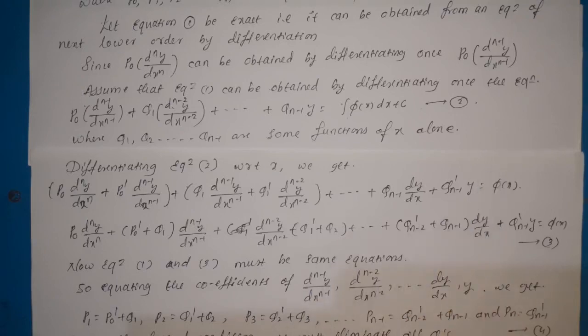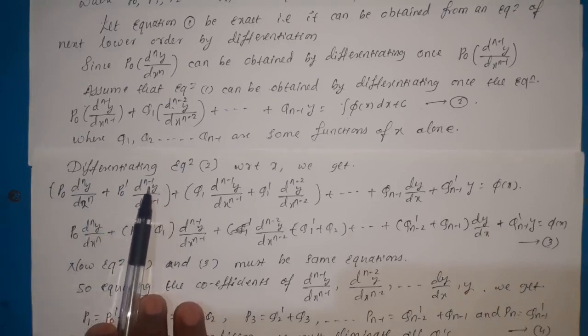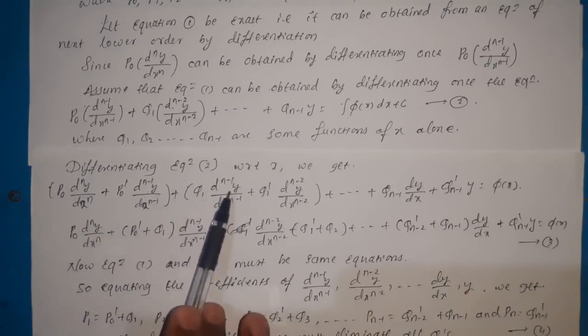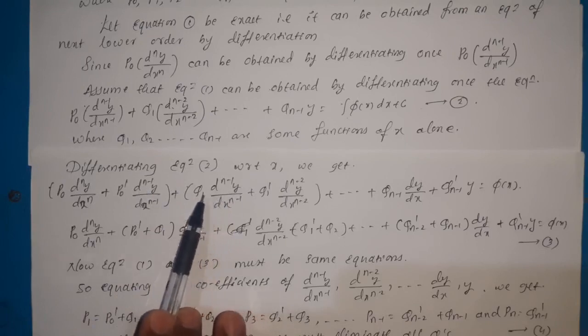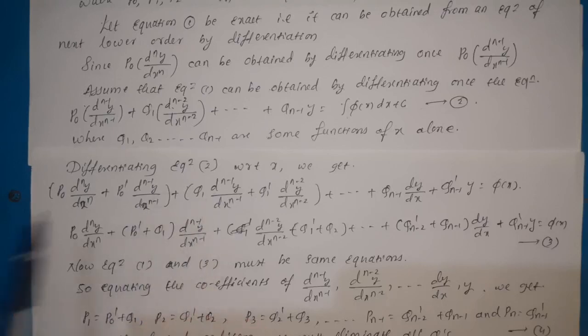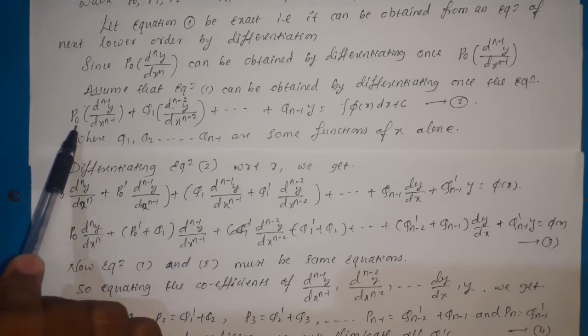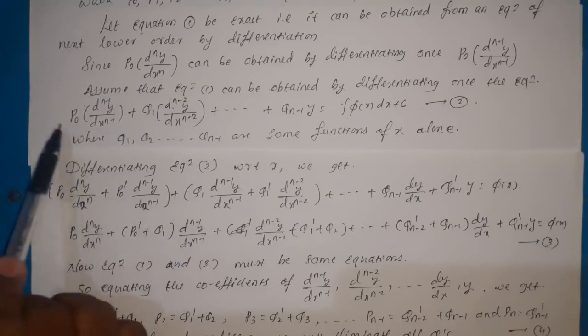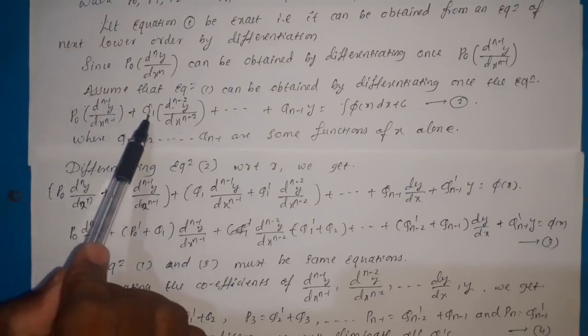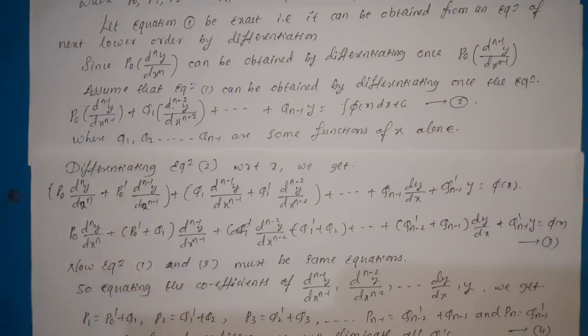Now collecting the like terms, here d power n minus 1 y by dx power n minus 1, here also we have the same term, so that can be taken out as common in these two, that is the second and third terms. The first term is single, that is p naught d power n y by dx power n. So that's why we are not changing this p naught, we are keeping the first term as it is, and for the second term we are considering q1, that is the reason.